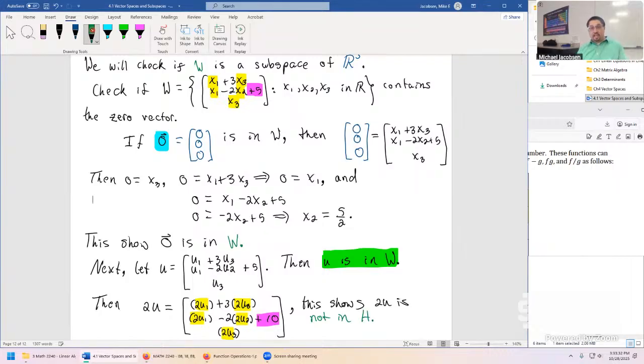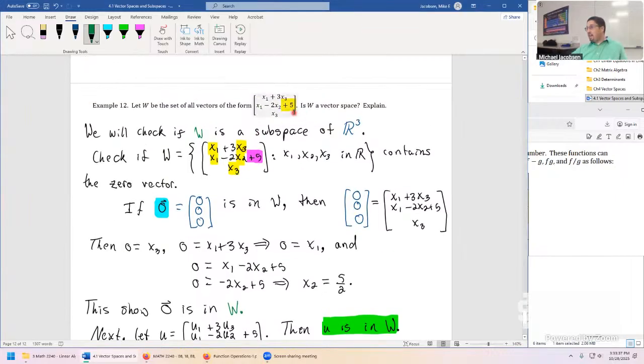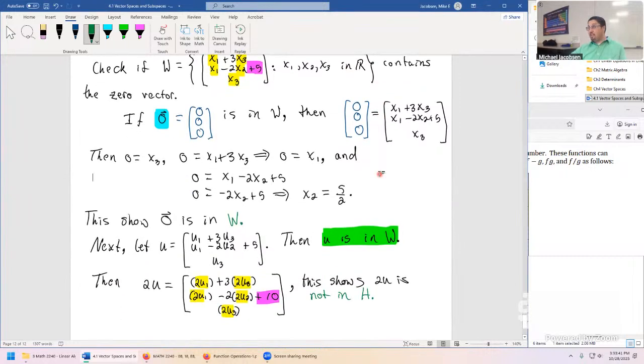So closure of scalar multiplication fails here, all because of that plus 5. If it was, say, a 5x3, you could decompose this into the span of 3 vectors, just like we did before, and it would automatically be a subspace of R3. Here, we have a closure property failing, so we can conclude immediately, therefore, H is not a vector space. It's not a subspace of R3, and it's not a vector space either. Closure fails in a major way for this particular set W.